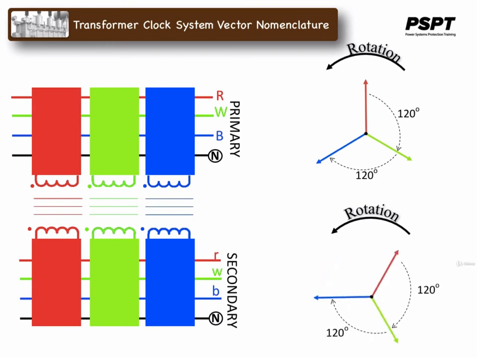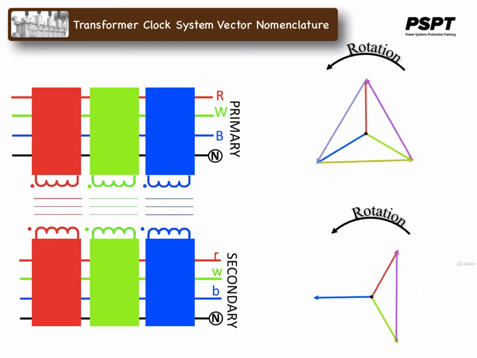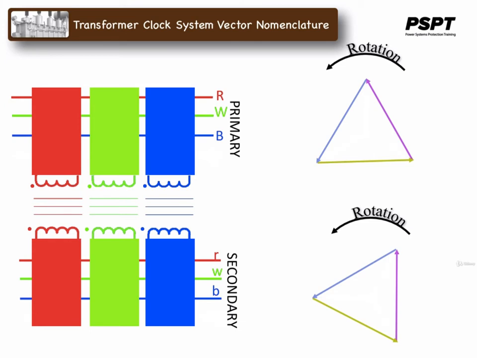But in all systems, it is desired to have both primary and secondary systems rotating in the same direction, and that as a standard is usually counterclockwise. This, of course, goes for the phase-to-phase voltages as well, specifically when we're dealing with a delta-delta connection.